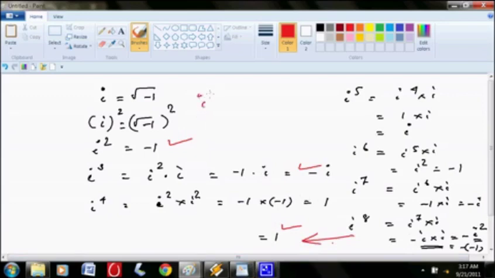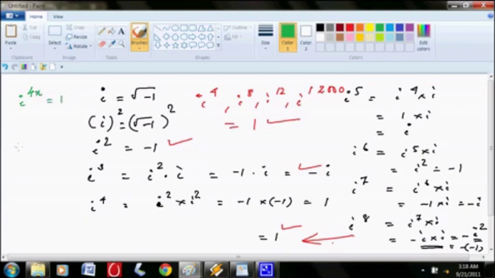So whenever you are getting i to the power 4 or a multiple of 4, like i to the power 4, i to the power 8, i to the power 12, i to the power any number divisible by 4, let me say 12 or 1200 or 12,000, whatever it is, this will always end in 1. If I tell it as a formula, then i to the power 4n is 1.